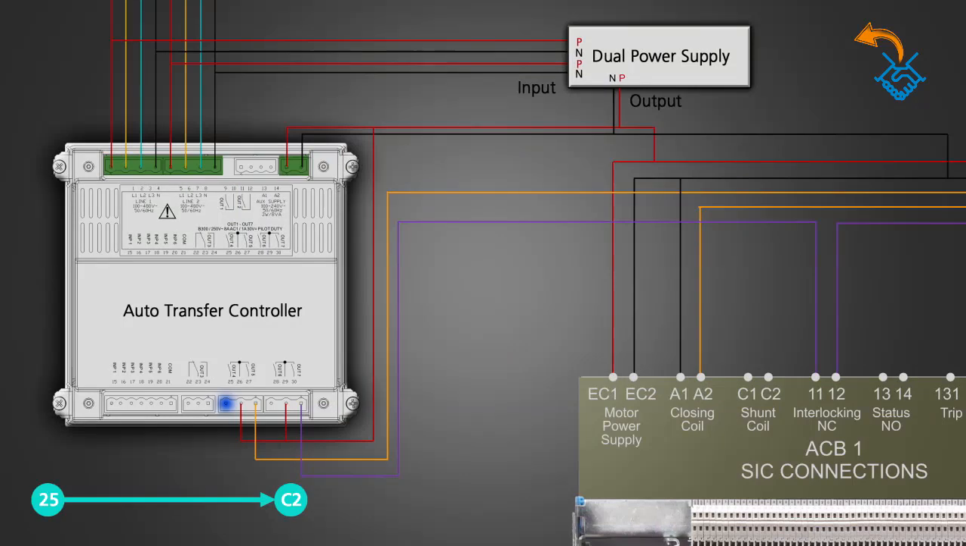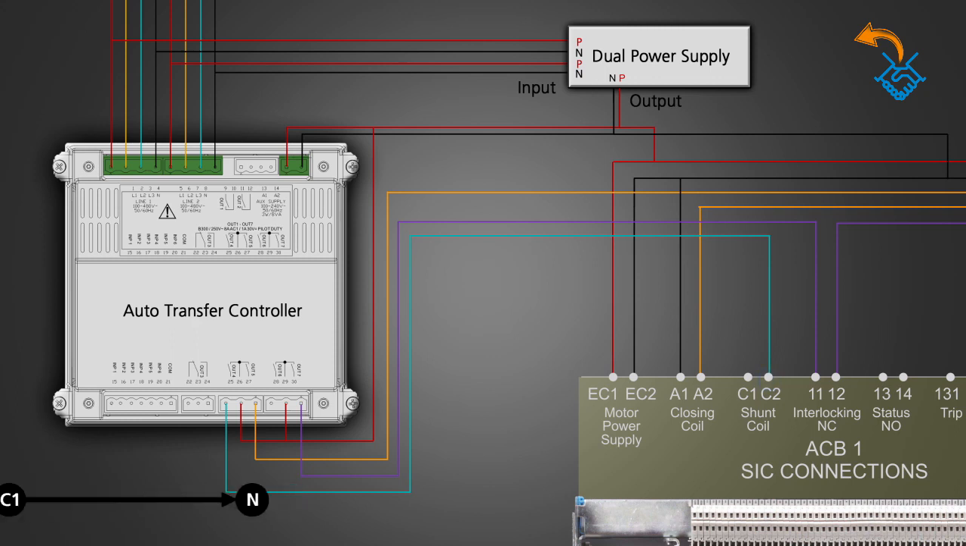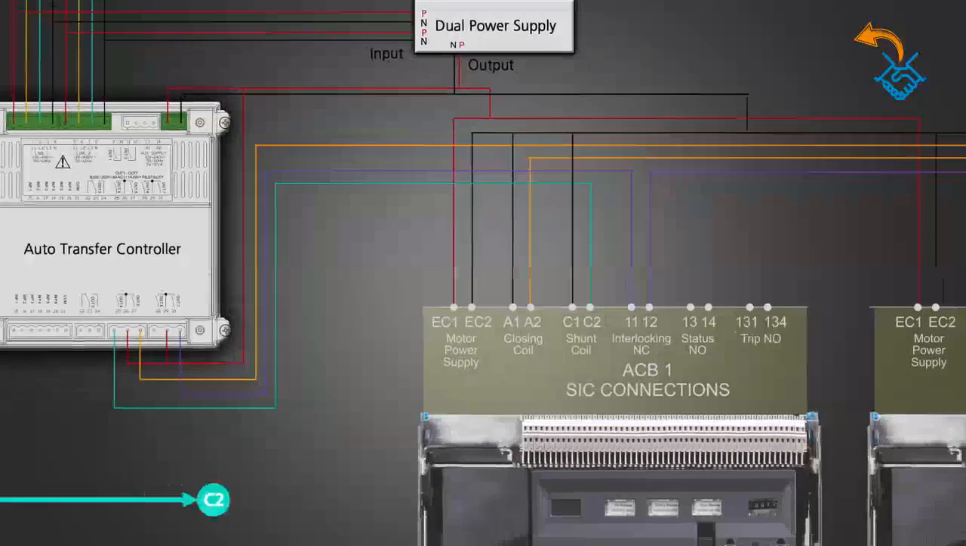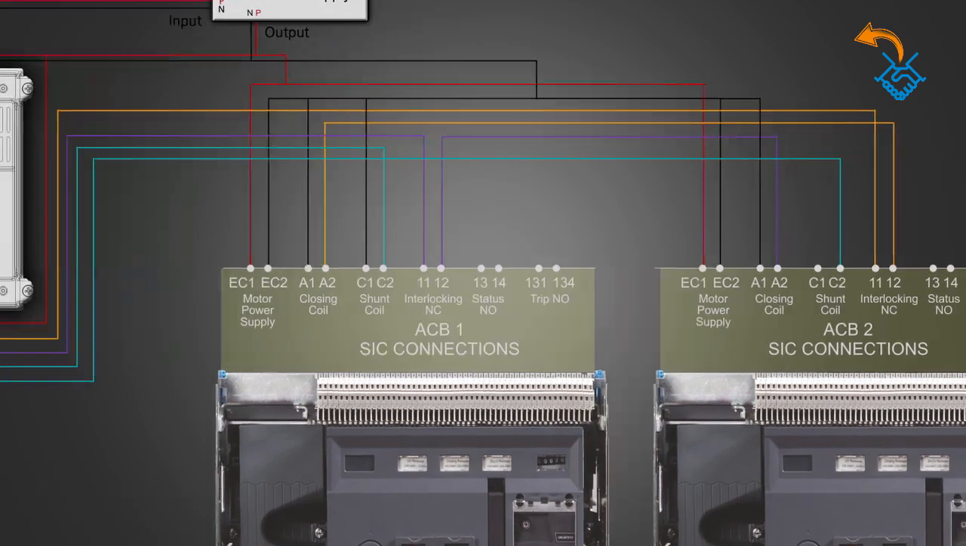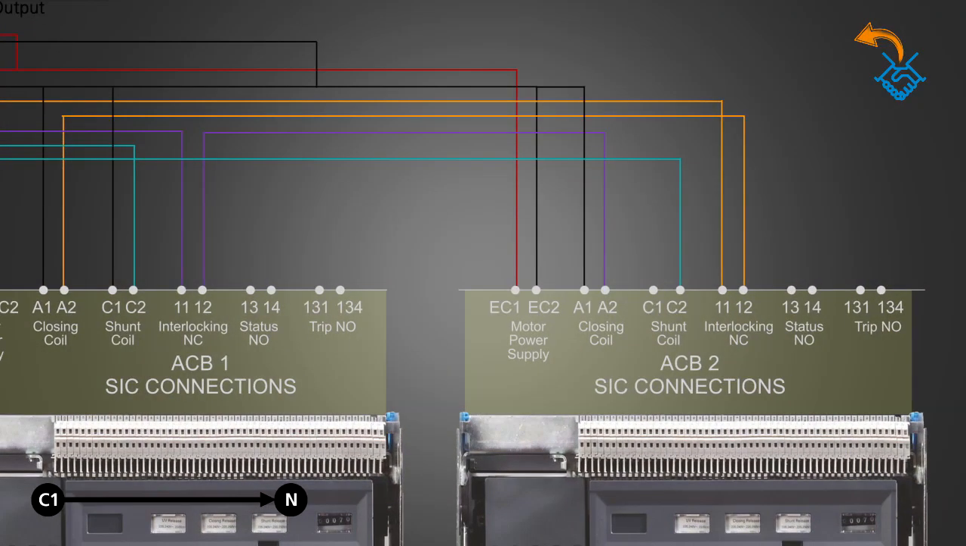Output 4 terminal 25 of the controller is connected to shunt coil SIC number C2 of ACB1. The SIC terminal C1 of ACB1 is connected to neutral. Terminal 28 of output 6 of the controller is connected to shunt coil SIC number C2 of ACB2. The SIC terminal C1 of ACB2 is connected to neutral.